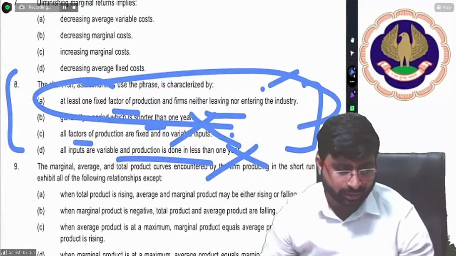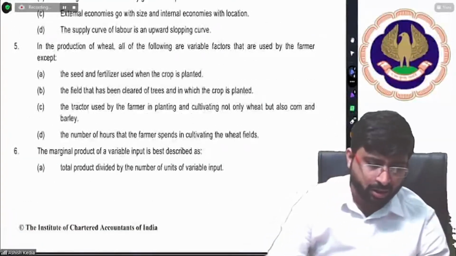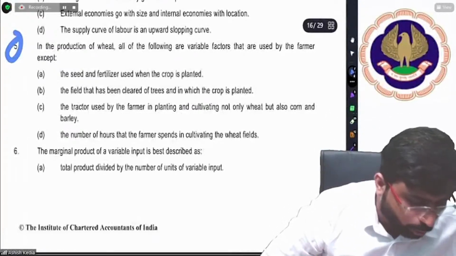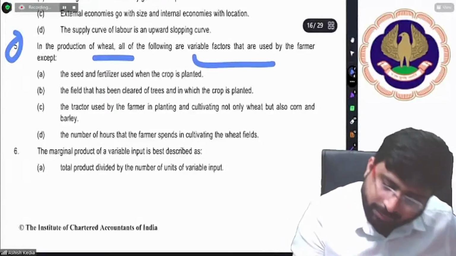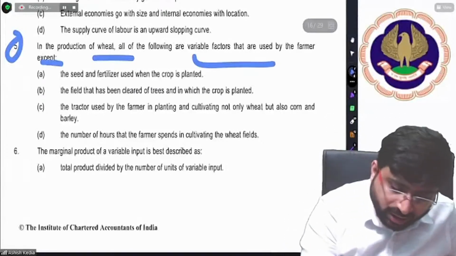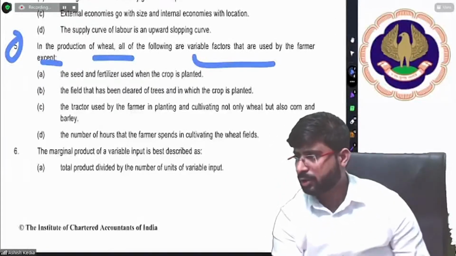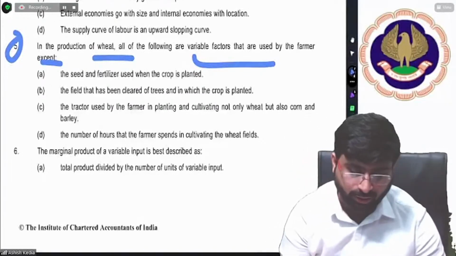Yes, sir. Moving on. Question number 5. Please tell us. We will answer this. Now, question number 5 is, in the production of wheat, all the following are variable factors that are used by the farmers, except, so the farmer is using all of them, but which one of them is not a variable factor?